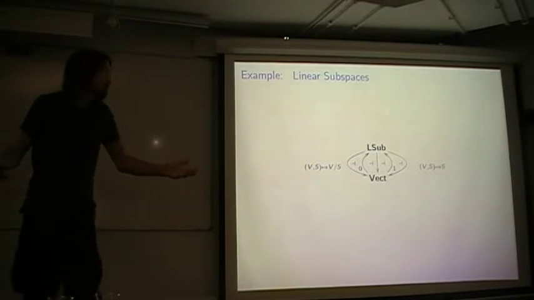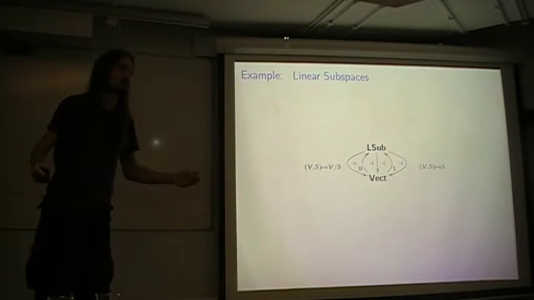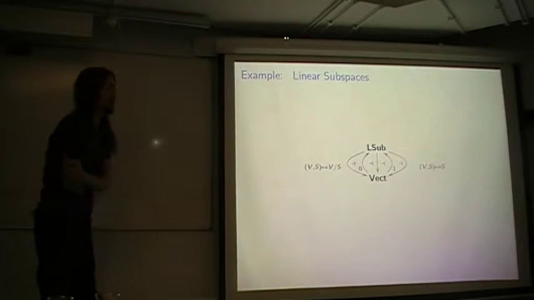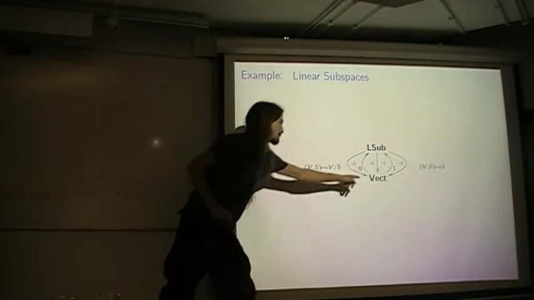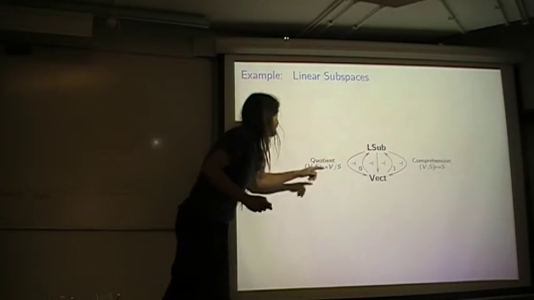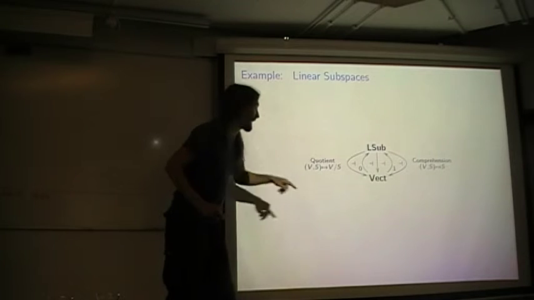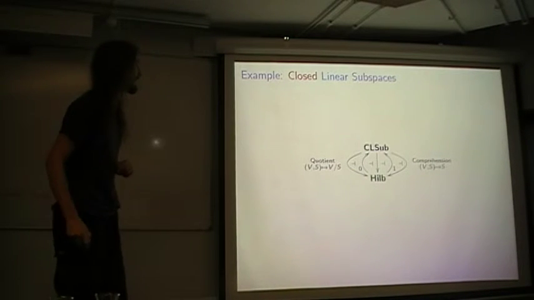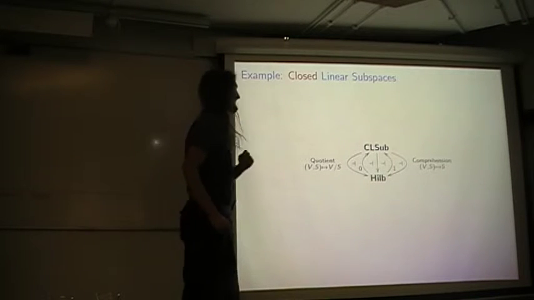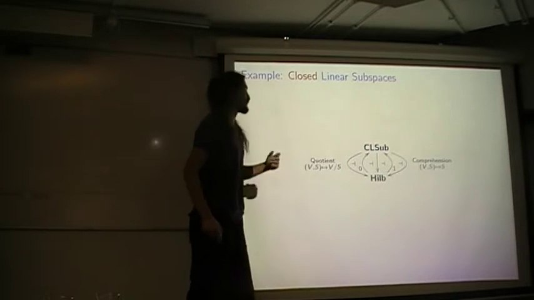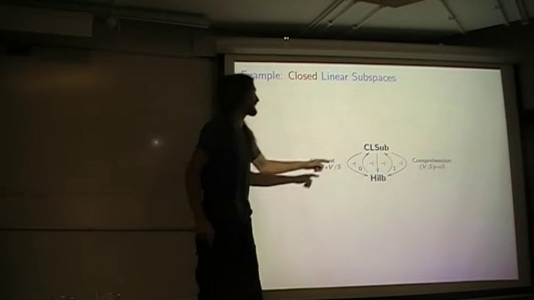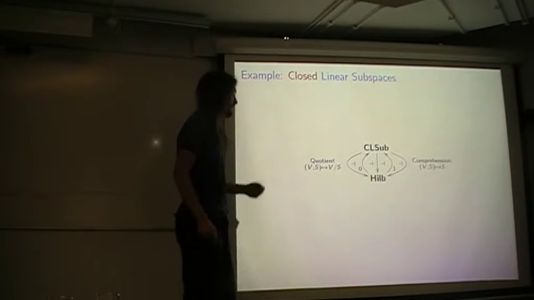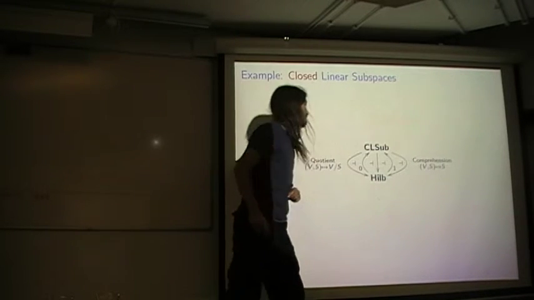You might think, well, this is interesting, but what does it have to do with quantum mechanics? Well, I'll address this. Oh, wait, I'll call this one comprehension and this one quotient. I'll replace Vect with Hilb. So now it has to do with quantum mechanics. But then I should replace linear subspaces with closed linear subspaces, because otherwise the comprehension is not a Hilbert space anymore.